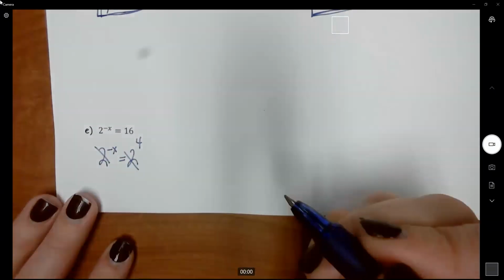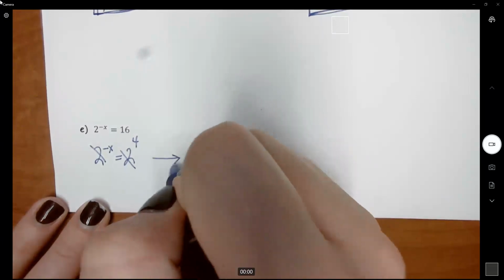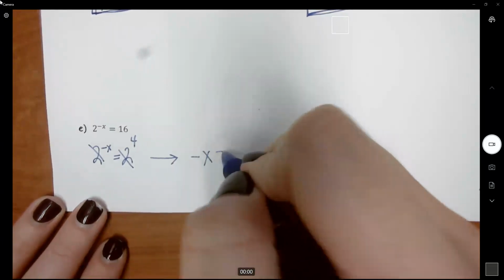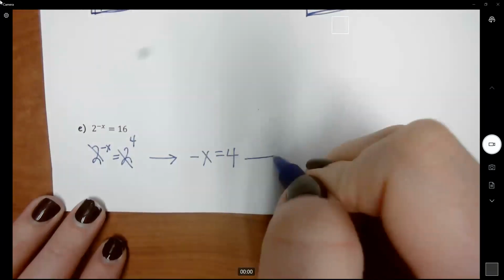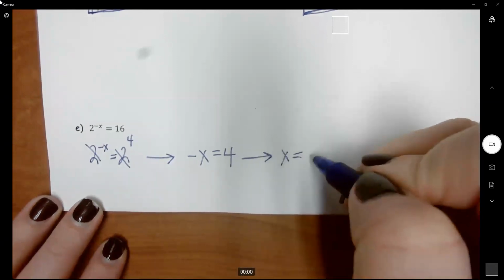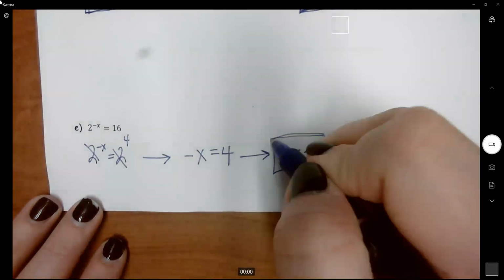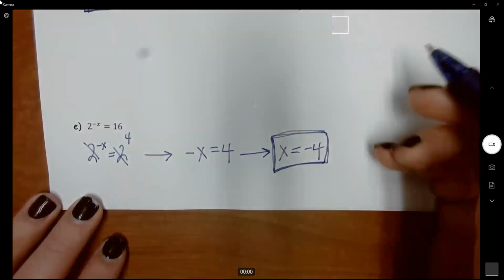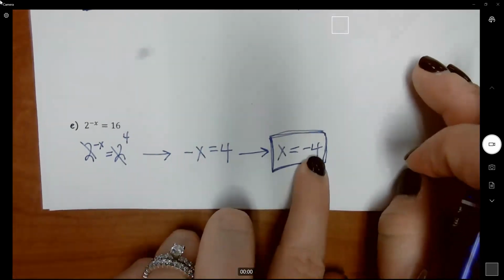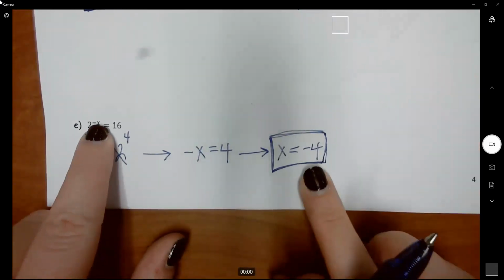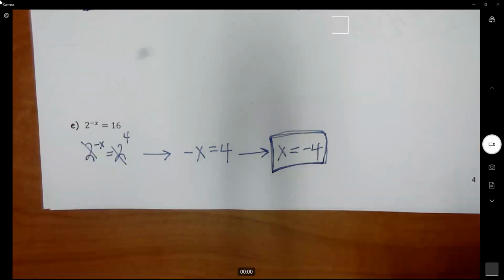So those cancel. I have negative x equals 4. So therefore, x equals negative 4. And again, you can plug that in. When you plug in negative 4, the negative x is positive 4. So 2 to the 4th is 16.